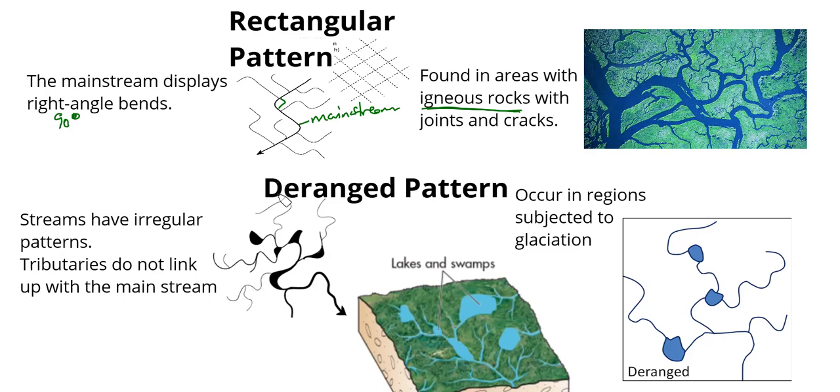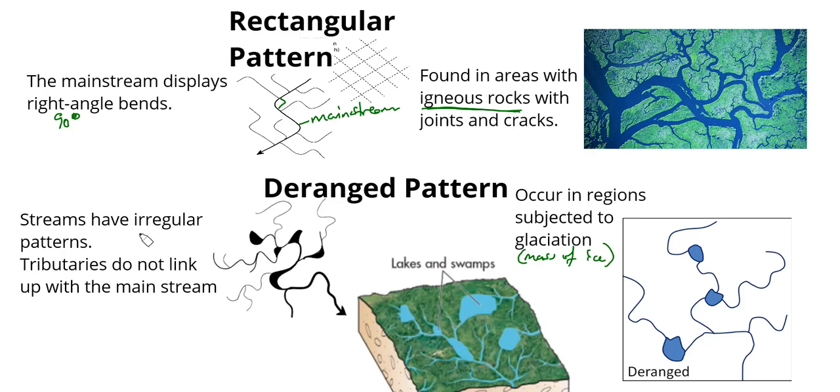Now let's look at the deranged pattern. Where do we find this? You don't find this here in Africa. You find it where the region was subjected to glaciers, which is a mass of ice. When that ice melts, you can see what we're having here: small lakes. The streams, the tributaries, will empty into a lake. We have the mainstream here, but then we have small lakes around. So it doesn't have a clear pattern that the tributaries or the mainstream follow.